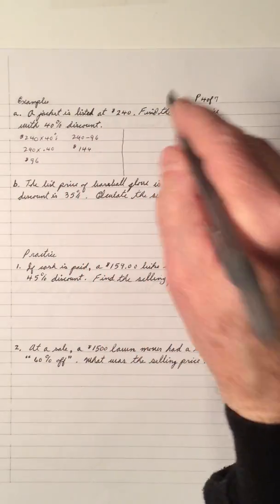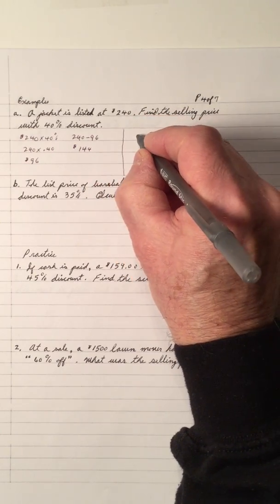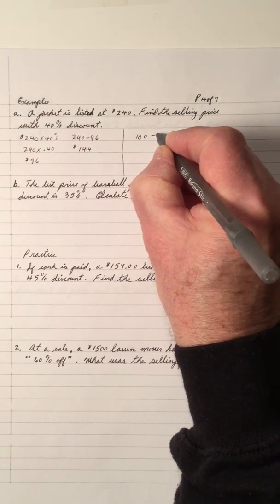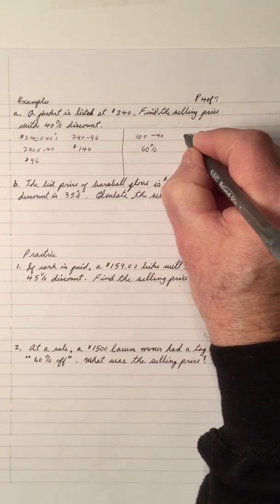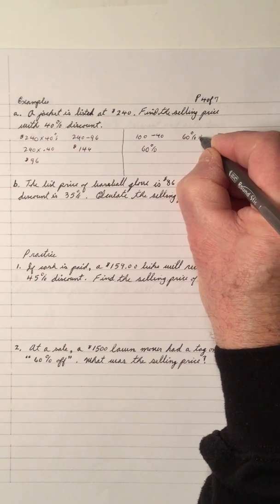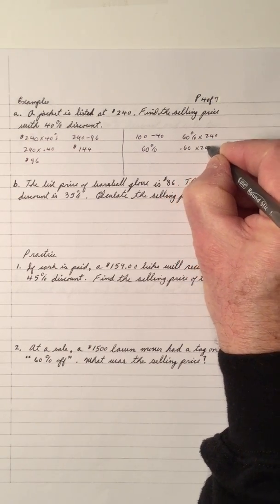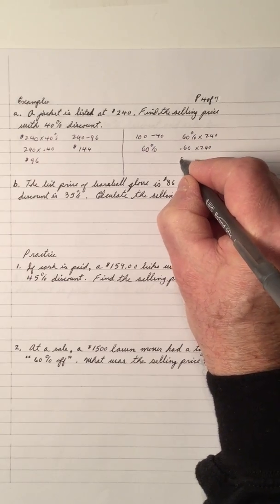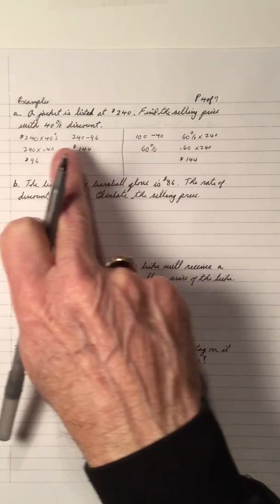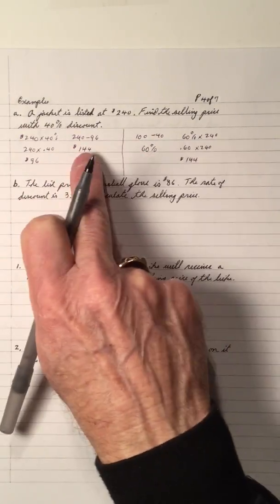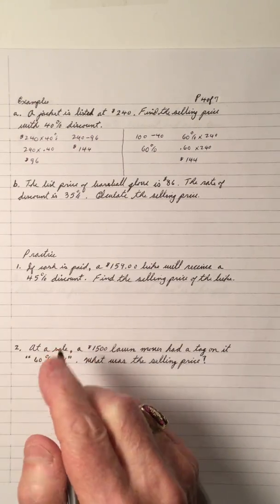But if you do what I just mentioned, if you have a discount of 40, that means you're going to pay 60% of the price. So 60% times the 240, decimal 60 times the 240, and that comes out to 144. So 2 different ways to do it. Your choice. Not telling you which way to go, but if you know how to handle both, great.